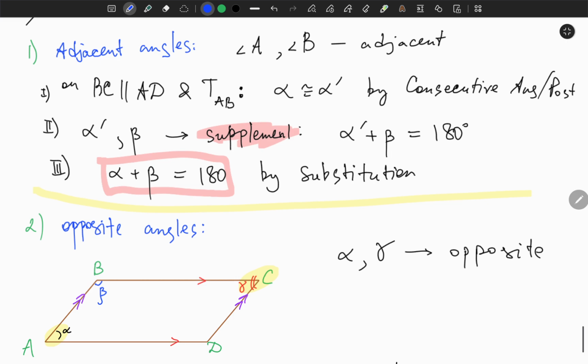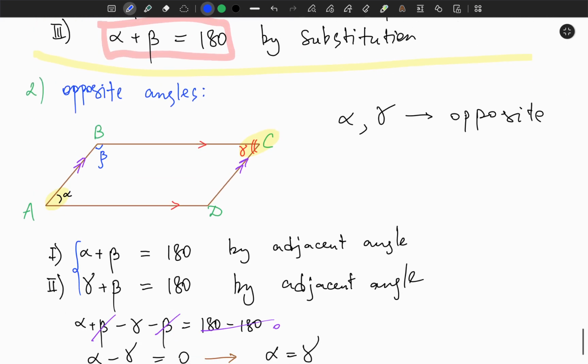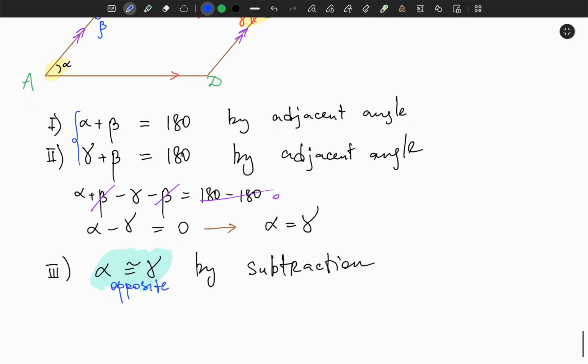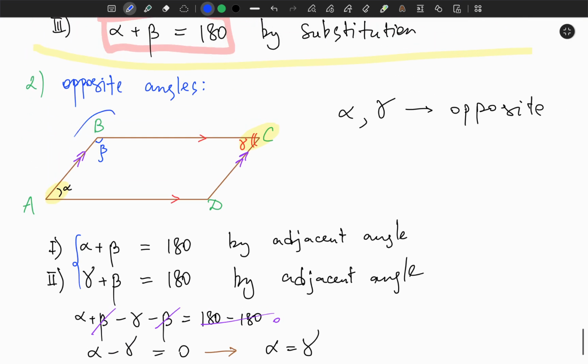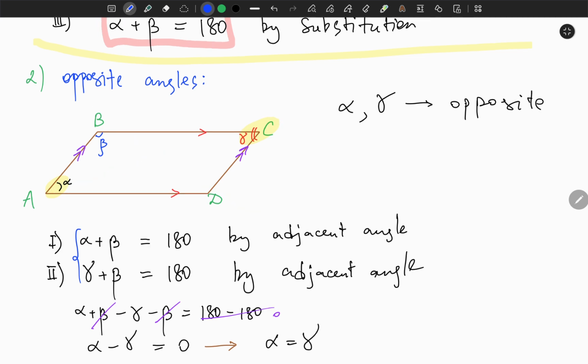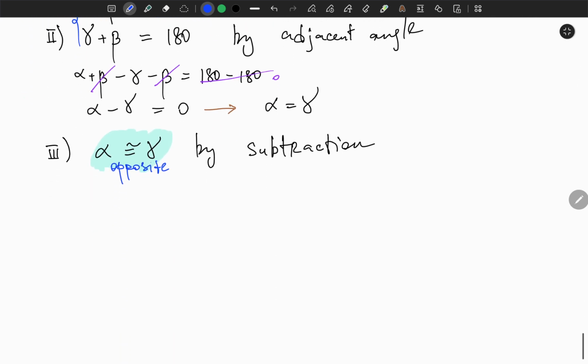We got two things. Adjacent angles are supplementary, and opposite angles of the parallelogram are congruent. Perfect. Adjacent angles give us 180, and these opposite ones are congruent.